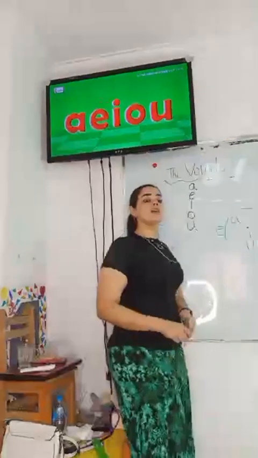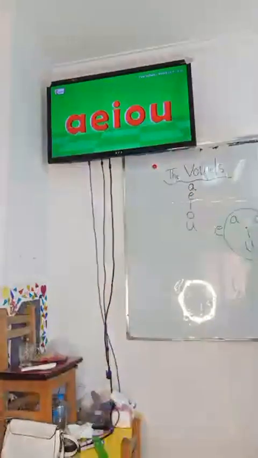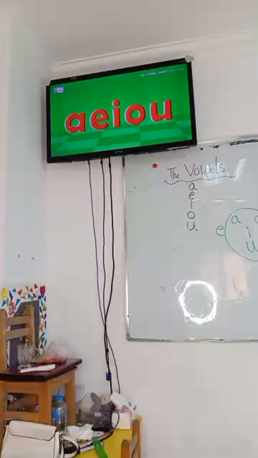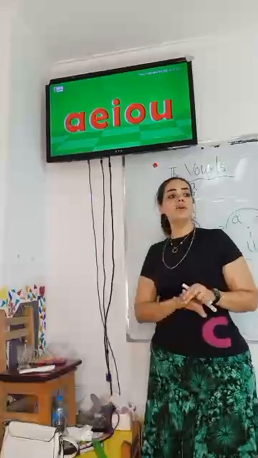Okay. So again, Karma, what are the vowels? Dana, what are the vowels? Five letter vowels. Anas, what are the vowels? A, E, I, O, U. Yassine, what are the vowels? A, E, I, O, U. Great job. So how many vowels do we have? Five vowels. What are the vowels, Yasina? A, E, I, O, U. Dareen, what are the vowels? A, E, I, O, U. Great job.